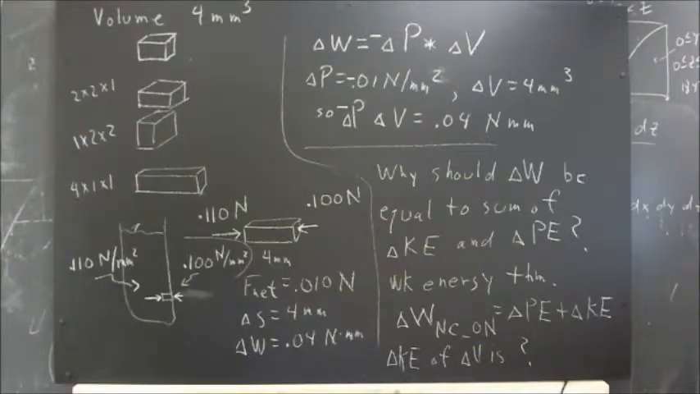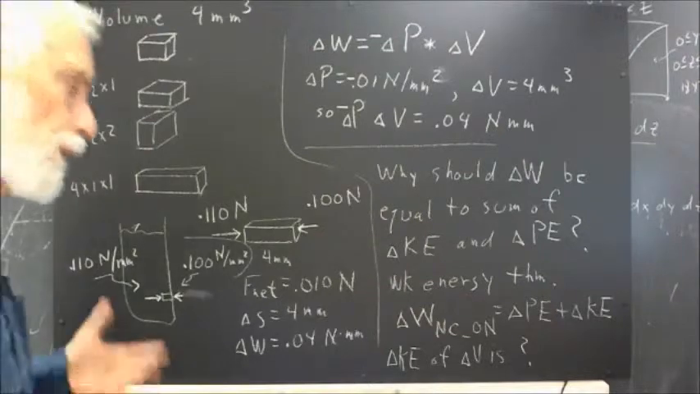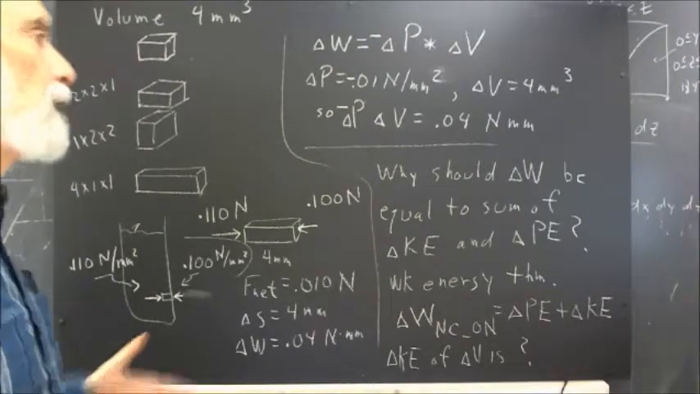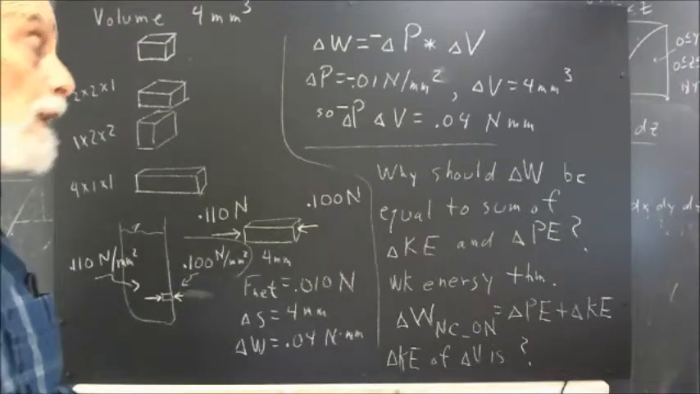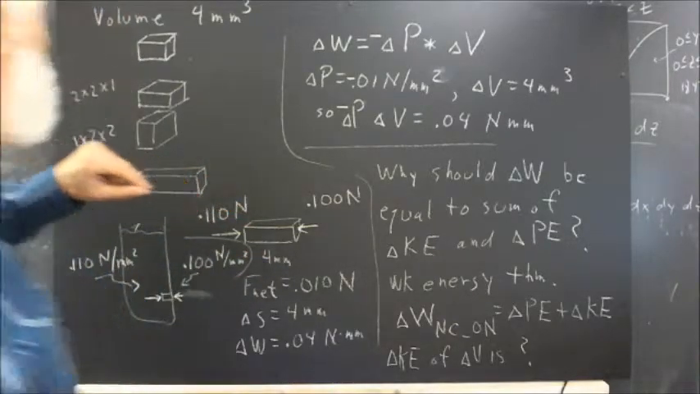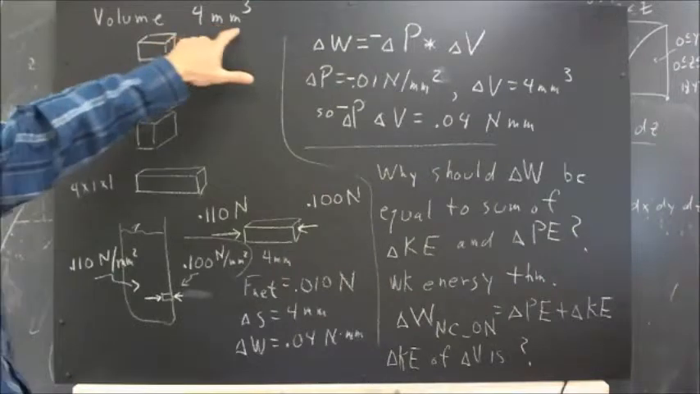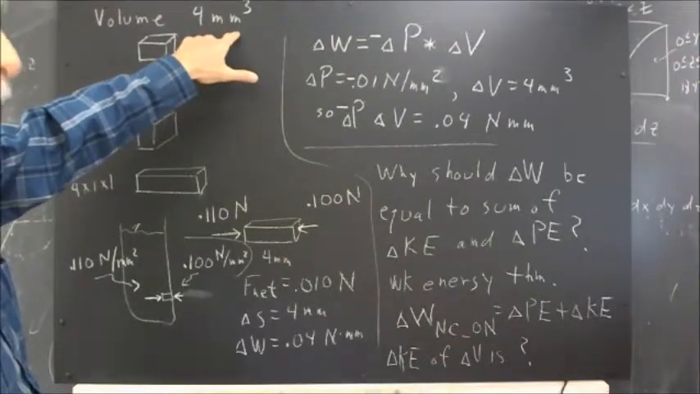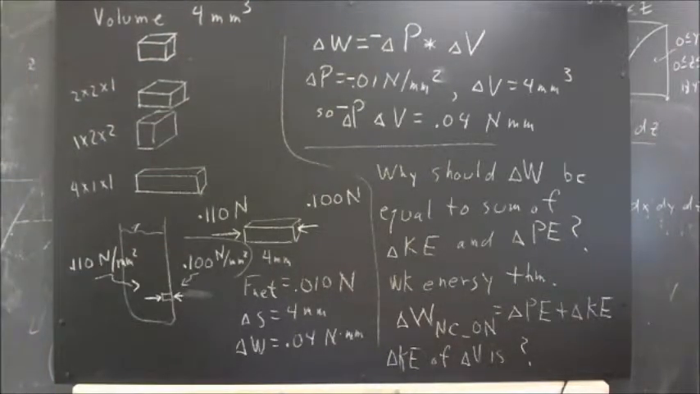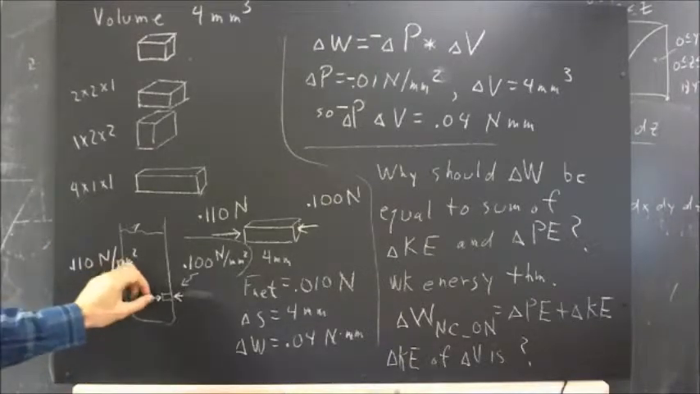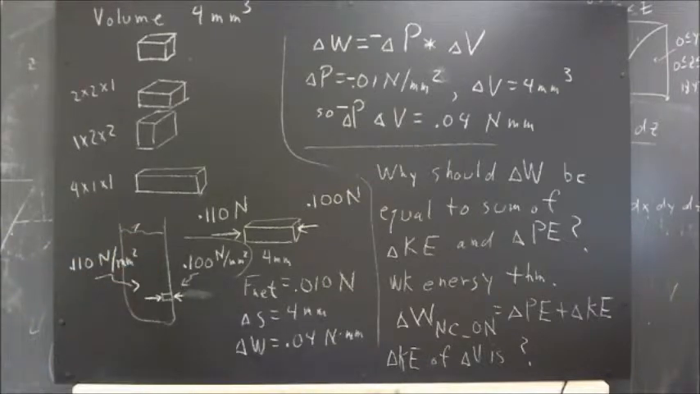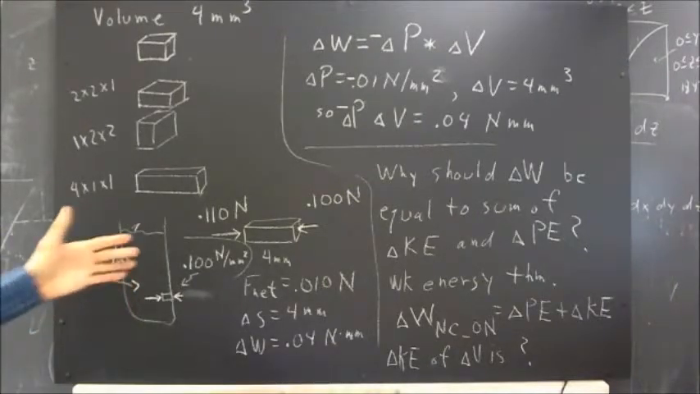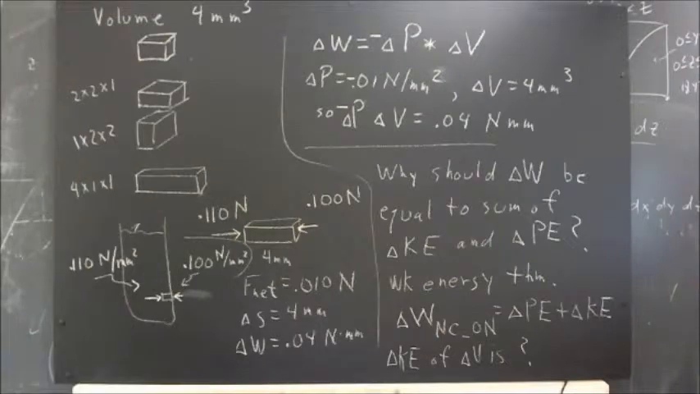Now, you can prove, if you do this symbolically, and I've asked you to do that, and Richard came up with some good ideas, which hopefully everybody picked up on, that whatever 4 cubic millimeter volume you have here, as long as the thing doesn't extend very far in the vertical direction, which would give a significant difference in pressure, you're going to get the same result.